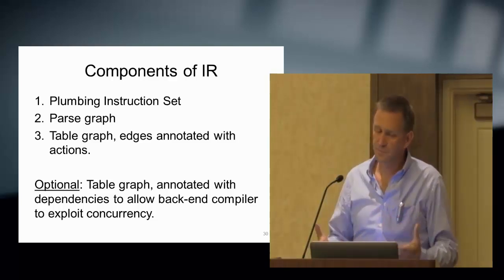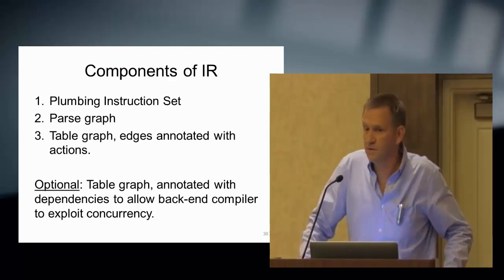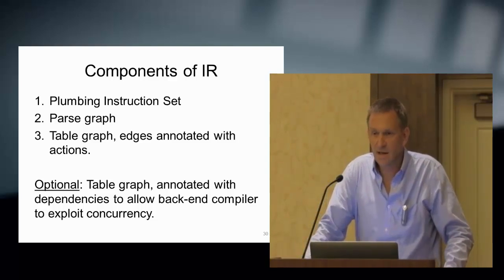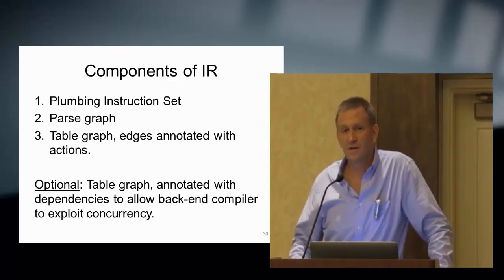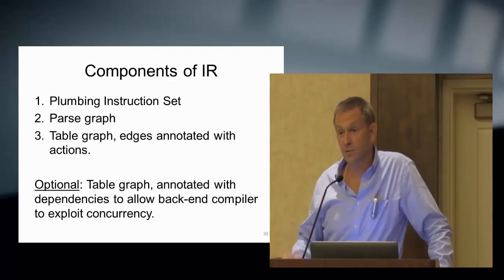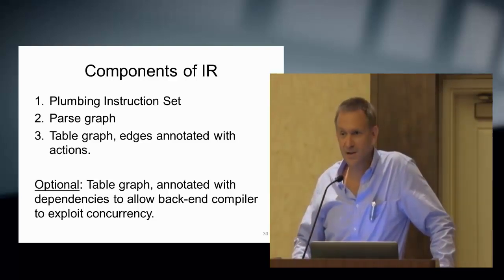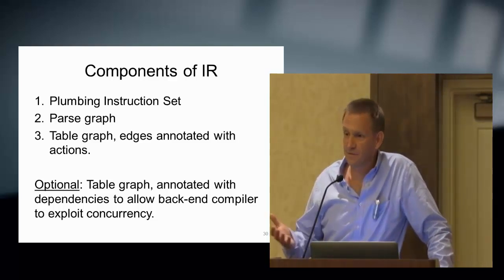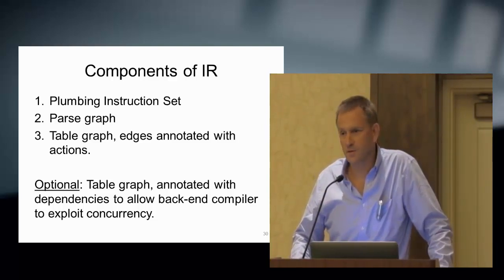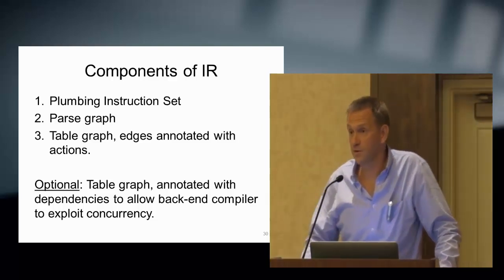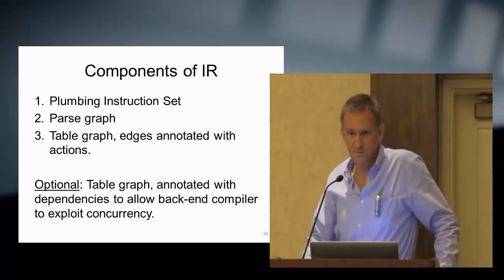There's an optional piece of information which I list as a fourth piece here, that it's not entirely clear belongs in the intermediate representation, and that's annotating this table graph with dependencies that come from the control flow that would give hints to a back-end compiler so that it could exploit concurrency in the underlying device. One could argue that it's the job of the back-end compiler to figure out the dependencies, and so that it should look at the control flow and then figure that out for itself, or one could argue that it should be there for everybody to be able to exploit. I don't have a strong opinion one way or the other, and I suggest that we spend the next few weeks trying to figure that out.